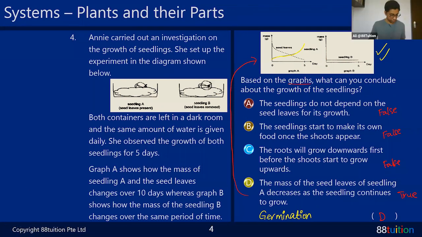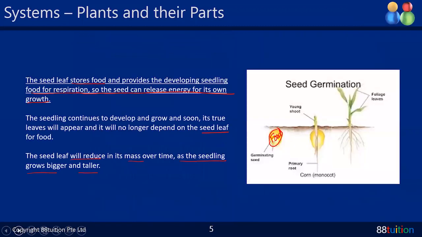Okay, so I'm going to let you guys read this slide again to make sure you understand, and we'll go through the full notes at the end of the question. Okay, question 5.